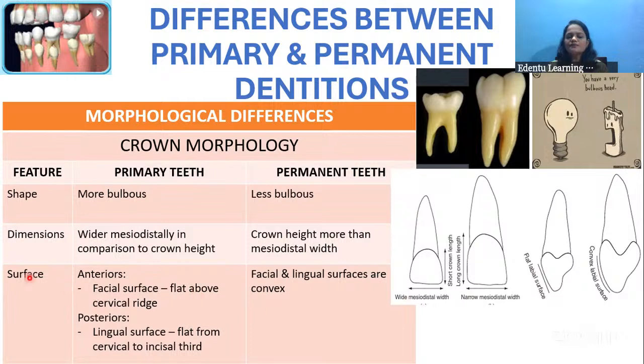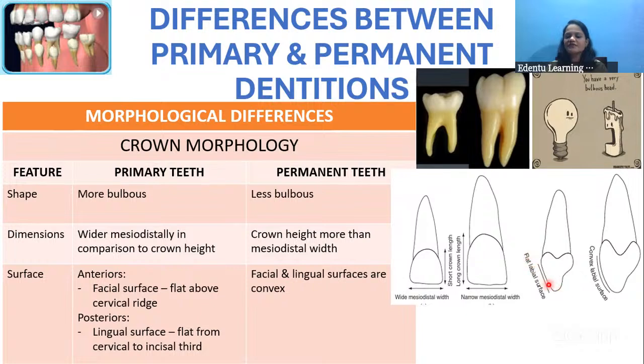Now coming to the surfaces. What are the surface changes that are seen between the primary and the permanent teeth? If you look at this, this is the anterior of the primary teeth. You can see the facial surface. So this is a facial surface.